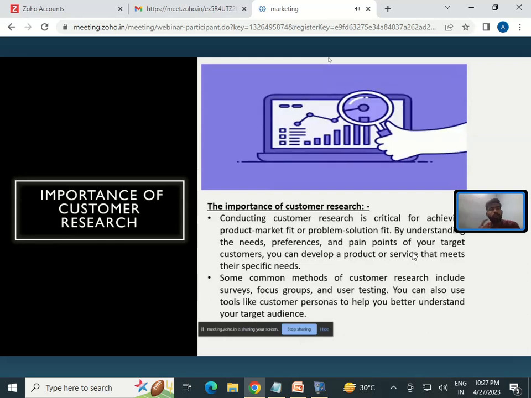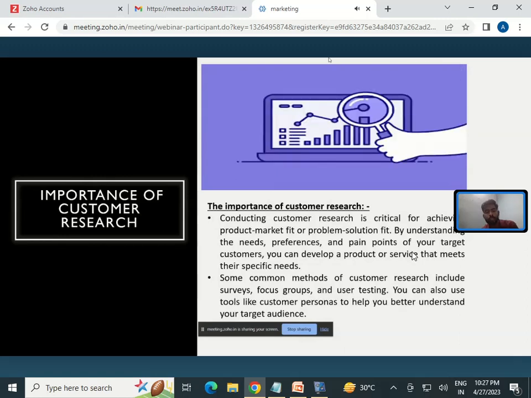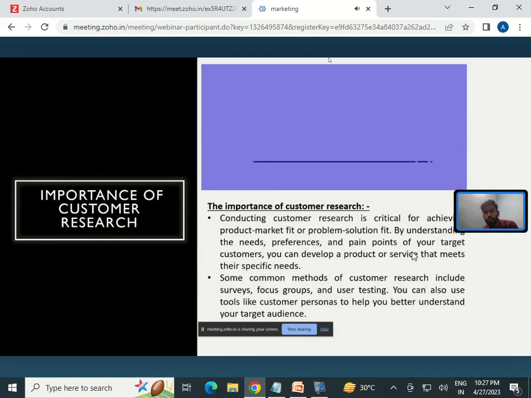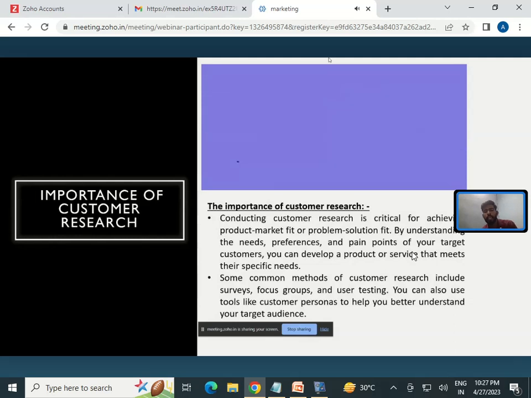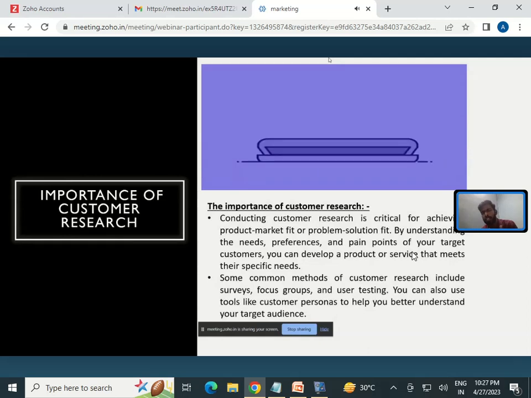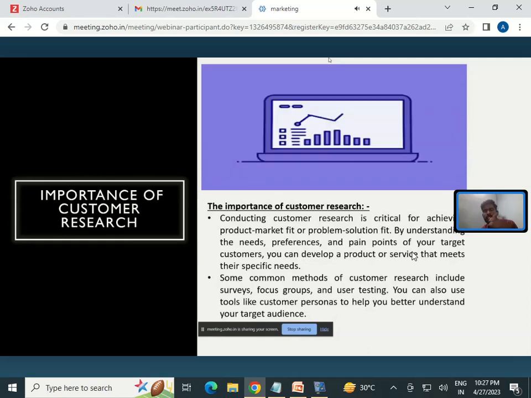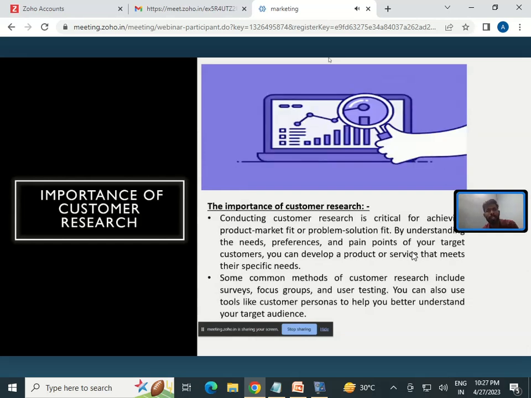Some common methods of customer research include surveys, focus groups, and user testing. You can also use tools like customer personas to help you better understand your target audience. These are the general methods of survey or customer research. Let's think about it by yourself. You have all seen cookies when visiting any website. What are they for, basically?